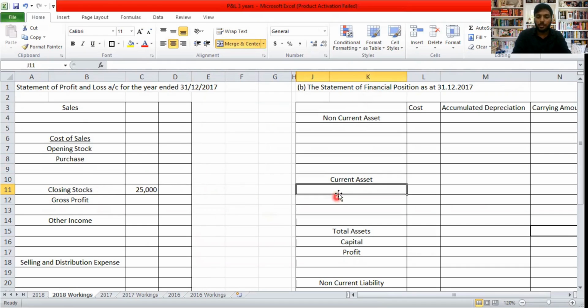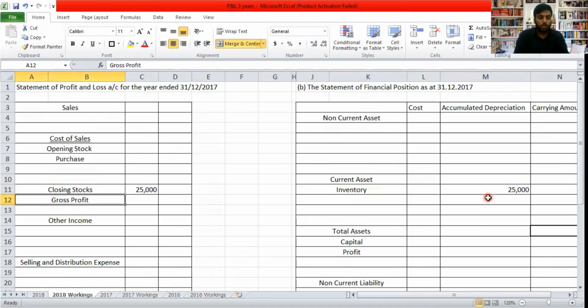Here you can see under the statement of financial position under current asset, I might write inventory. So I need to remember to write closing stock as inventory under current asset. I'll record here the same 25,000. Always remember to use the second column when you're doing the current asset. You only use the first column on the statement of financial position when you're doing non-current assets. This cost, accumulated depreciation and carrying amount are kept only for non-current assets. When you are recording non-current assets, you need to record under the cost column. But when you are recording current assets, you can't record under the first column. You will always record under the second column.